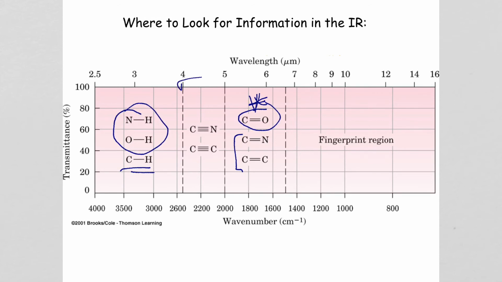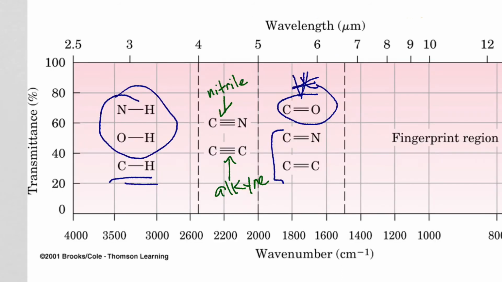Also, this region from about 2000 to 2600 is very nice because there's not a whole lot of stuff there. And so if you see something there, you know you have a triple bond, either a CN triple bond, which is called a nitrile, or a C triple bond C, which is an alkyne. So that's a really nice indicator of certain functional groups.